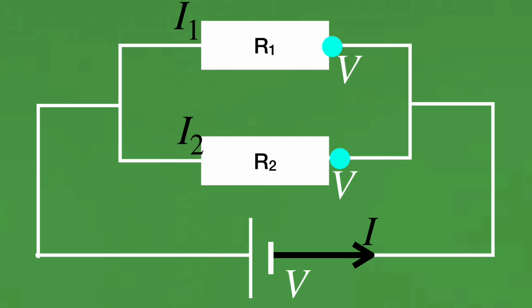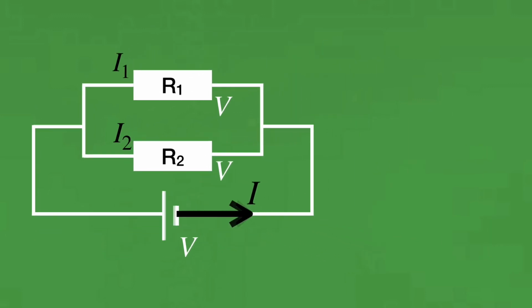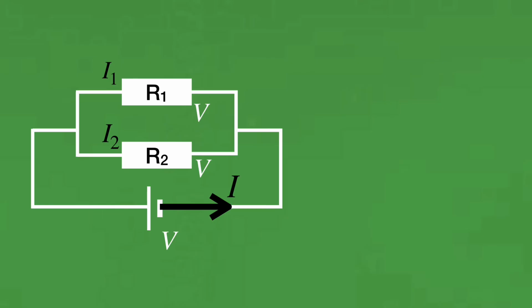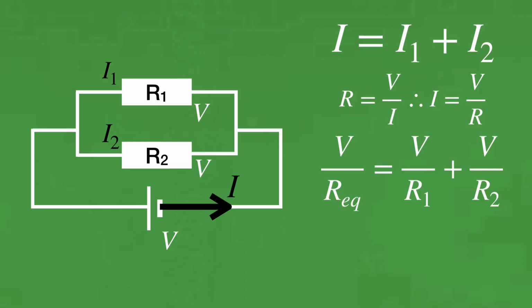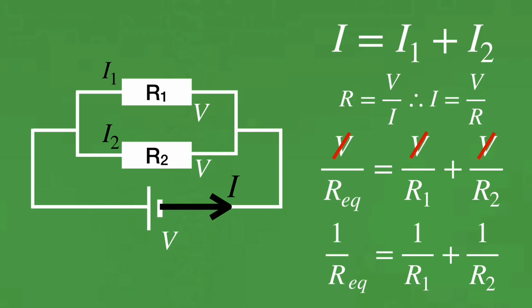Alright, so let's turn these insights into mathematics. By the conservation of charge, the current is equal to I1 plus I2. Then by the definition of resistance, the current across a resistor equals the potential difference across it divided by its resistance. So we can substitute that into our conservation of charge equation. Then, because V is a constant factor, we can cancel that on both sides, and we're left with the equivalent resistance formula for a parallel circuit.